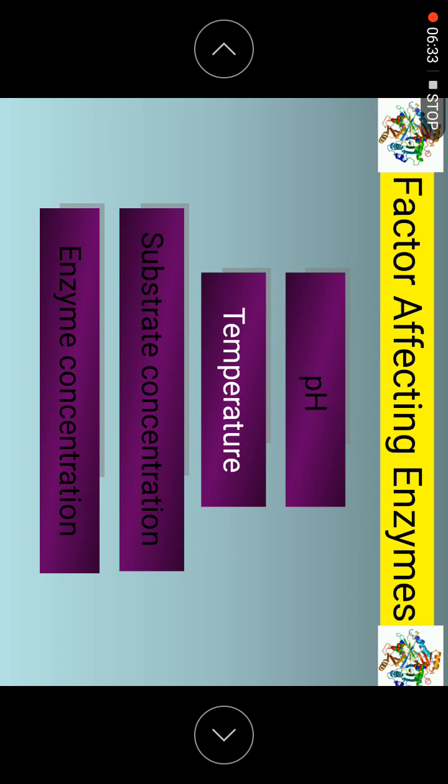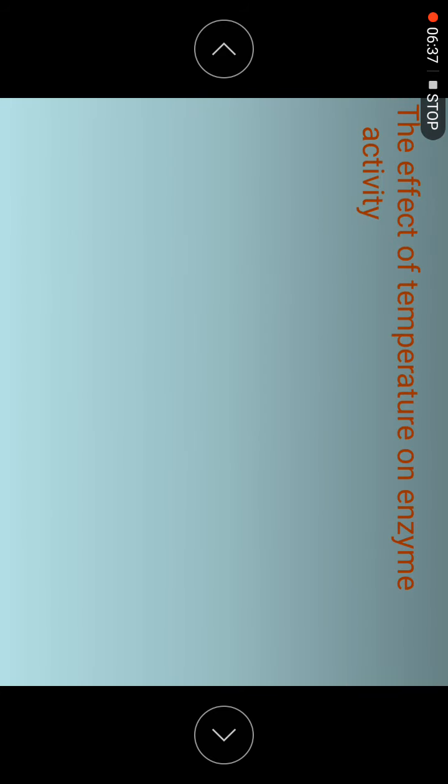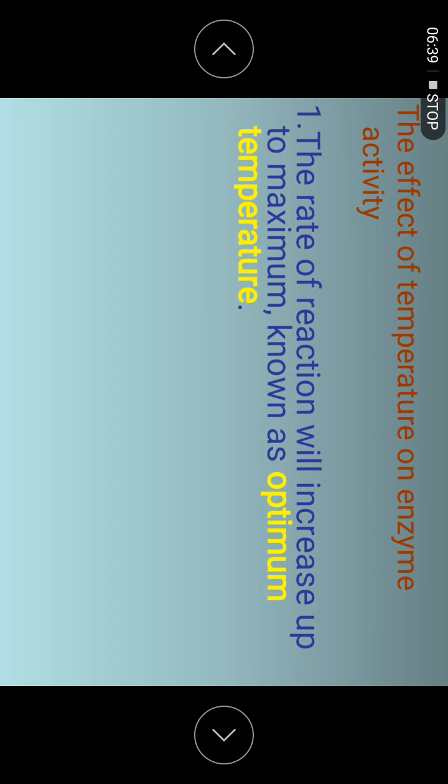Now second, we will see the temperature. So how does temperature affect the enzyme? Now we are looking at enzymes in the human body. When we see human body enzymes, the first thing you must know is that our body temperature cannot be too high. Our body temperature is always maintained at around 36 to 37.5.